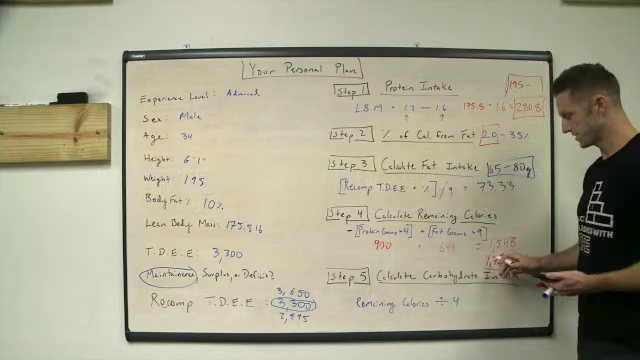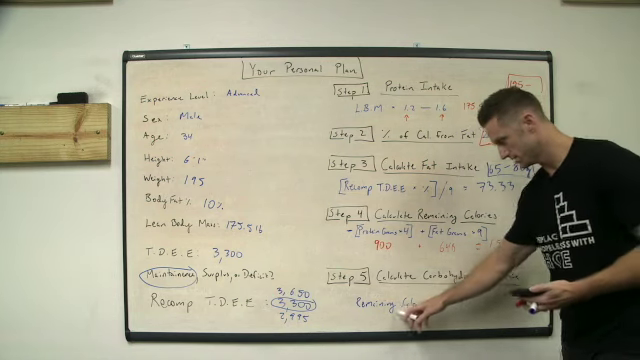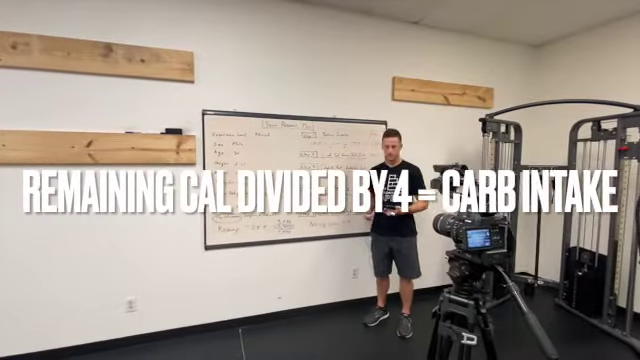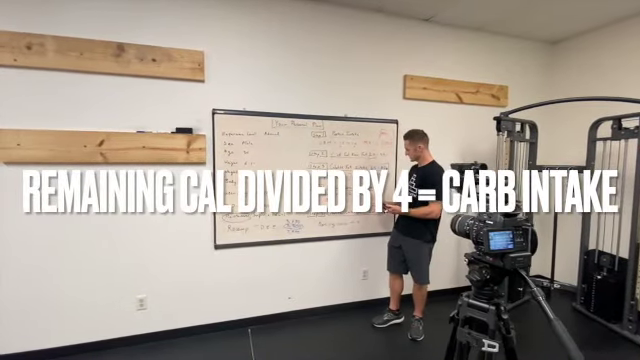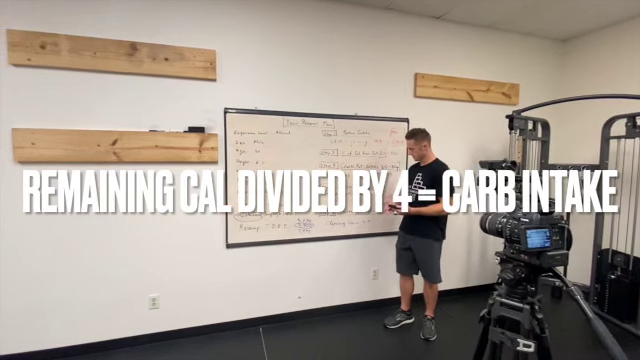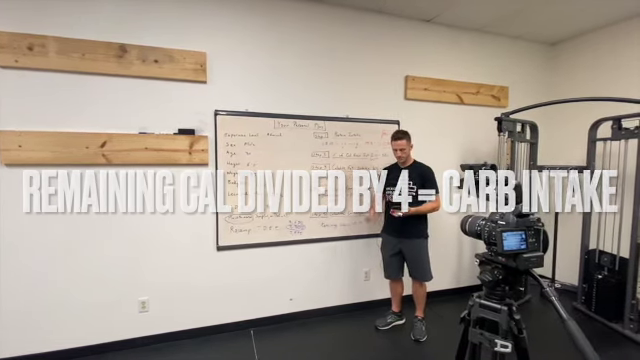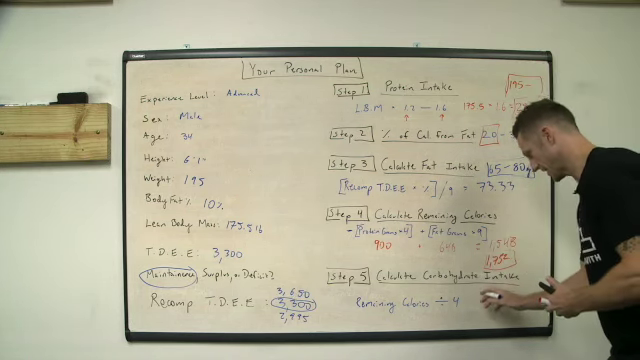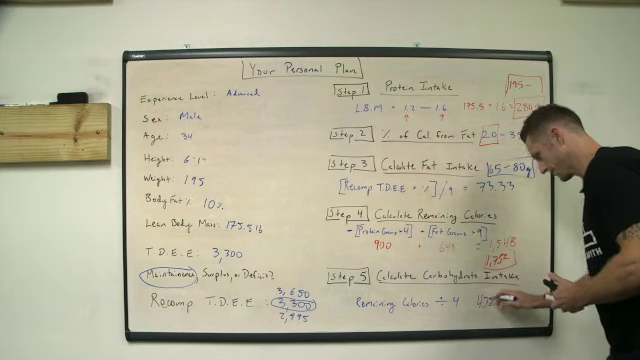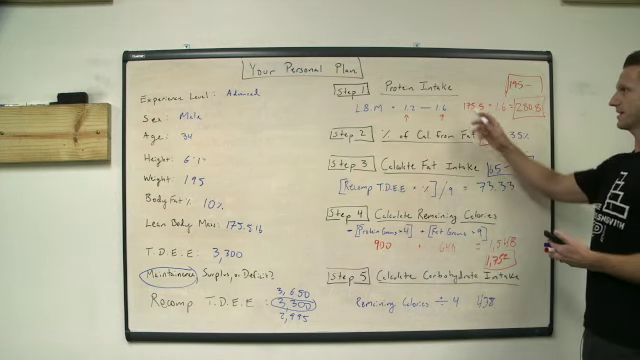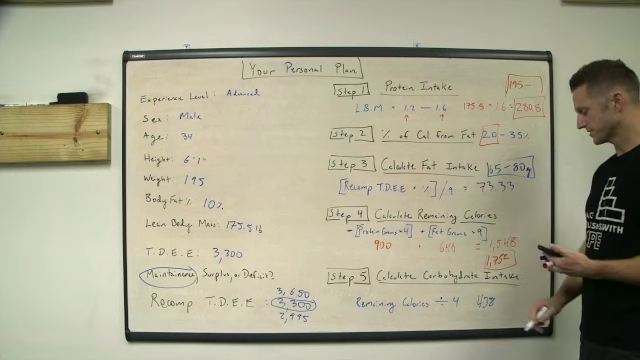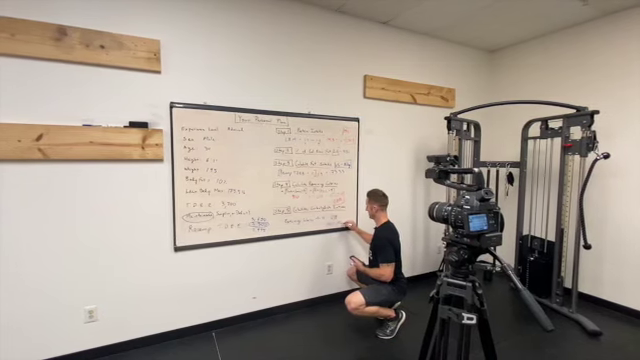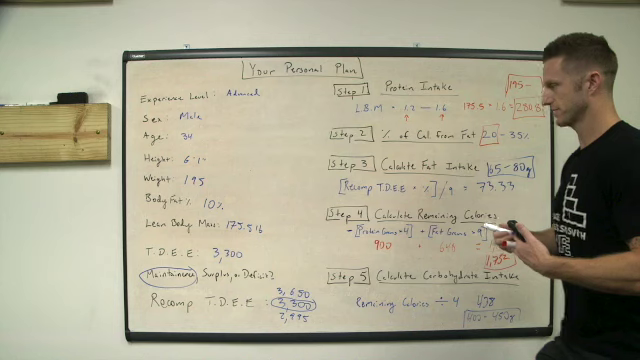So what I'm going to do is take the remaining calories and divide it by 4. Remember, for every 1 gram of carbohydrate, we have 4 calories. So my remaining calories is 1,752. I'm going to divide it by 4, and that gives me my total carbohydrates, which is 438. Now, again, just like I did with my fat and my protein, I'll give myself a range. So my range will be somewhere in the 400 to 450 grams of carbohydrates for me every day.